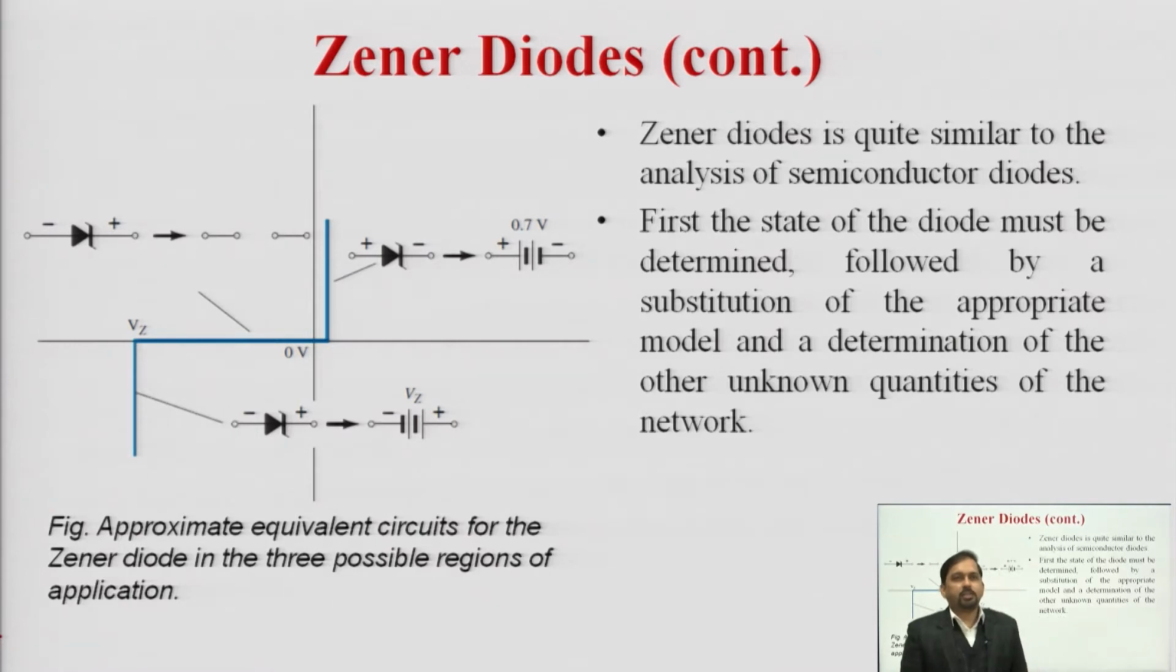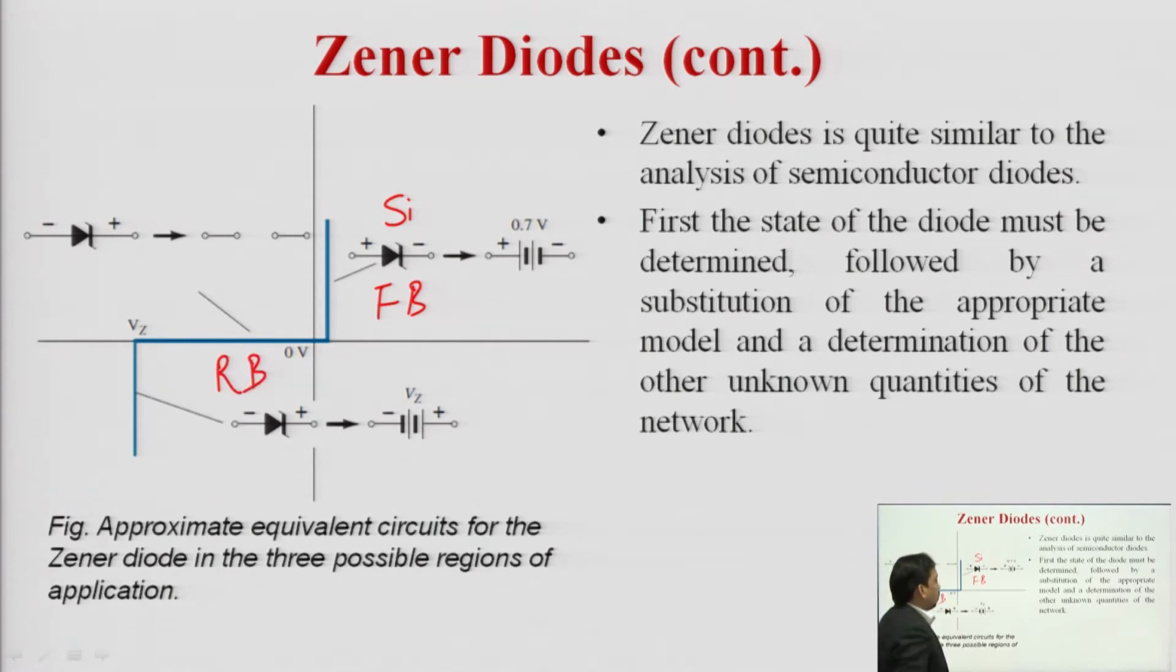This is the characteristic for the Zener diode. We can see clearly that in the forward bias region, it behaves as a normal p-n junction diode, meaning if it is silicon then the equivalent is 0.7 volts. Once it is working in the reverse bias region, it behaves again as a voltage source of Vz, but the polarity is now reversed because this Vz is the reverse breakdown voltage.